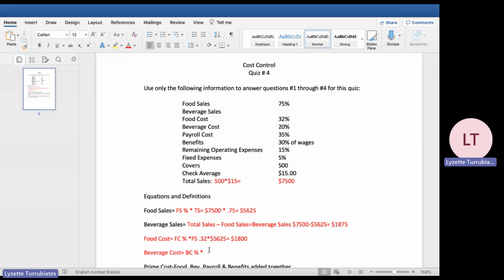They were $1,875. And so that is going to give us, I multiply that, sorry. Multiply this by our beverage cost, 20%. And our beverage cost is $375.